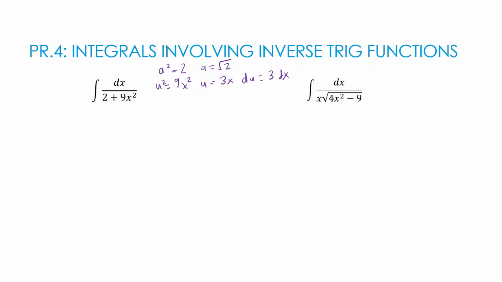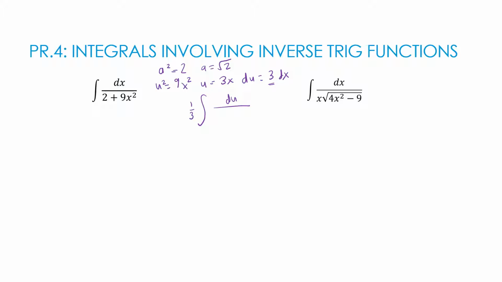Then I'm going to rewrite it using all of the substitutions. So dx, I'm going to need 3 dx essentially, so it's 1/3 and 3 dx, which is du.